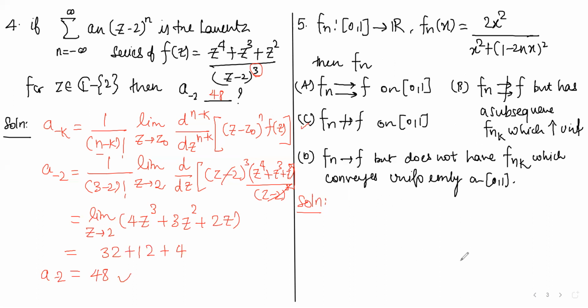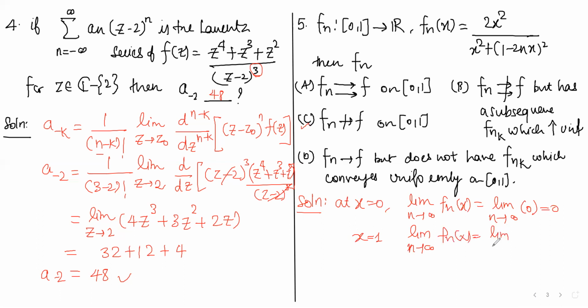And to do this, we will inspect the pointwise first. So at x equal to 0, my limit n tends to infinity of fn of x. Since x is 0, this entire function becomes 0, so I get 0. So for x equal to 1, I have limit n tends to infinity of fn of x, which gives me limit n tends to infinity. x is 1, so I'll be getting just 2 upon 1 plus 1 minus 2n square. And since there is no n in the numerator and this n is taken to infinity, this entire quantity goes to 0.